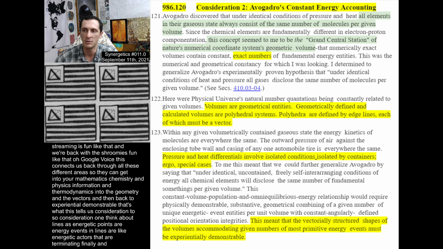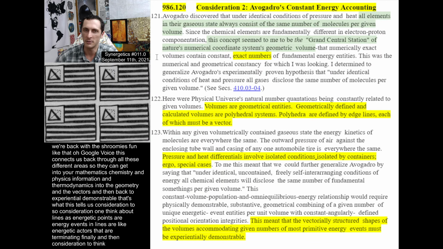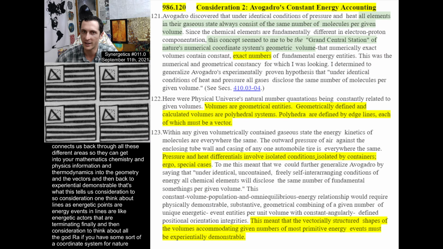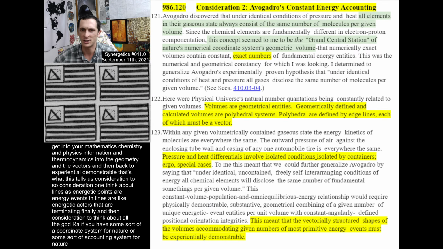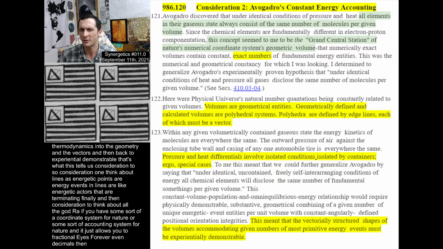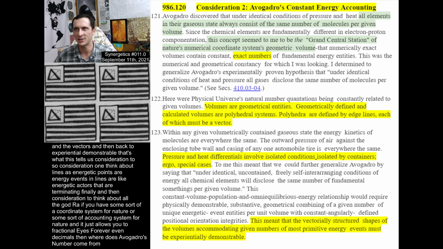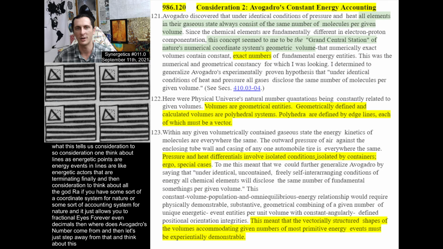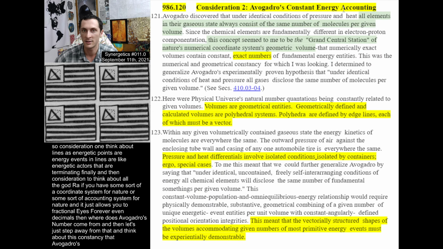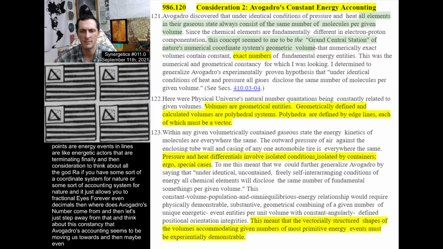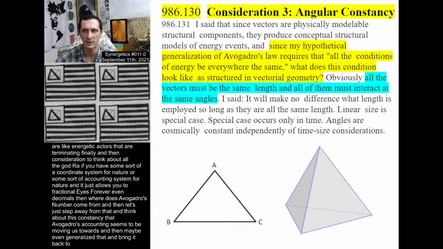And then consideration 2, think about Avogadro. If you have some sort of a coordinate system for nature or some sort of accounting system for nature that just allows you to fractionalize forever infinitesimals, then where does Avogadro's number come from? And then let's just step away from that and think about this constancy that Avogadro's accounting seems to be moving us towards, and then maybe even generalize that and bring it back to our own experience.